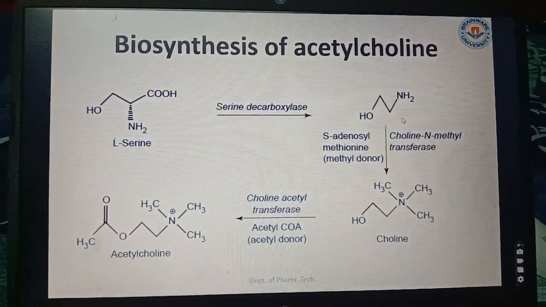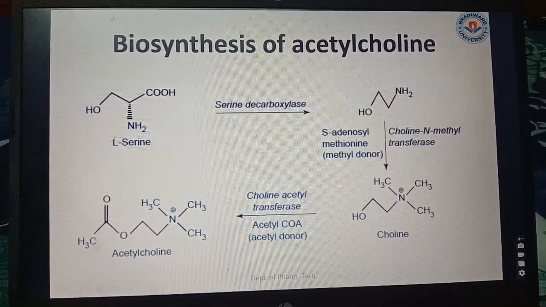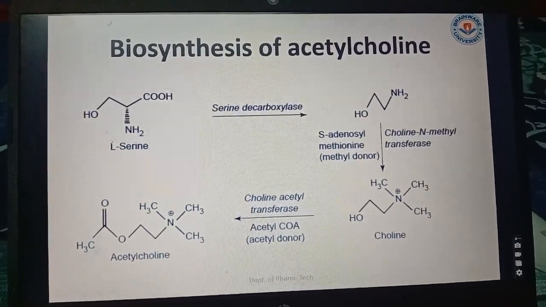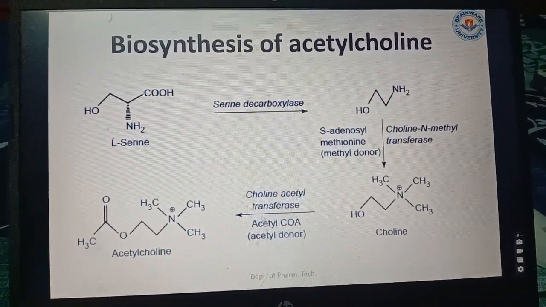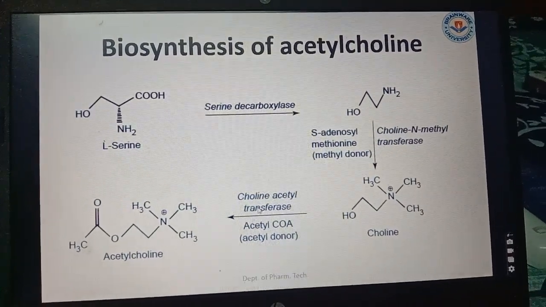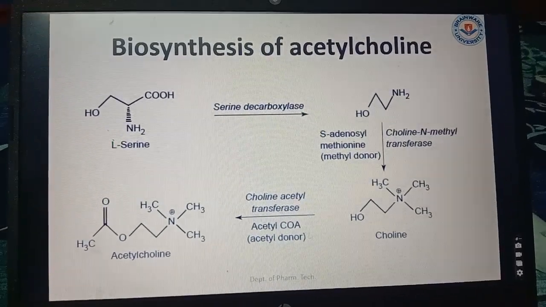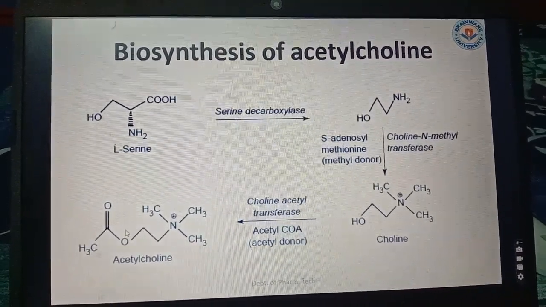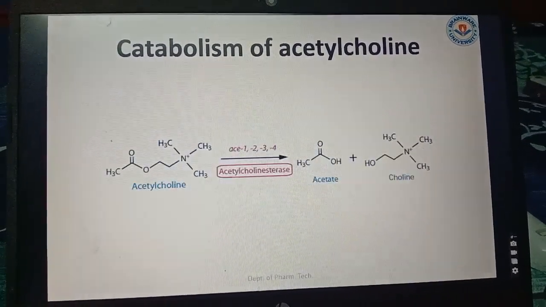And again, choline N-methyl transferase will be acting on this. As a result, the methyl group will be transferred here. Three methyl groups are incorporated here, and the product is known as choline. And choline acetyl transferase acts, that means acetylation will take place on the hydroxy group. So acetyl CoA is acting as a coenzyme, the acetyl donor, and acetylcholine is produced. So this is the biosynthesis of acetylcholine.